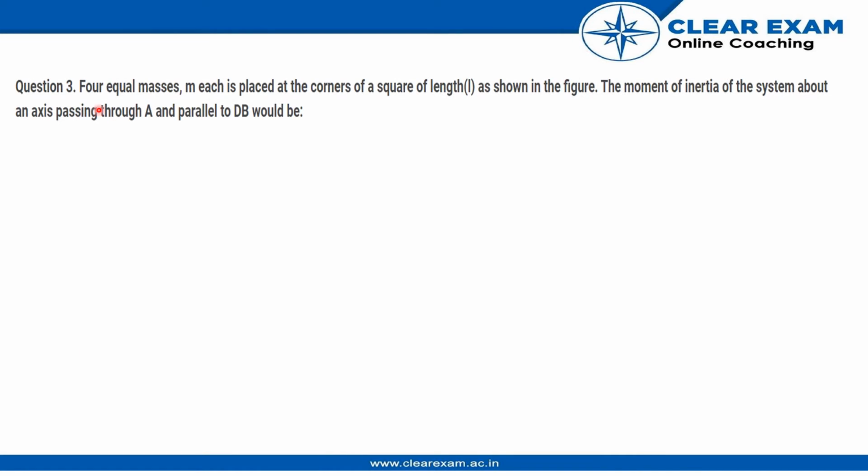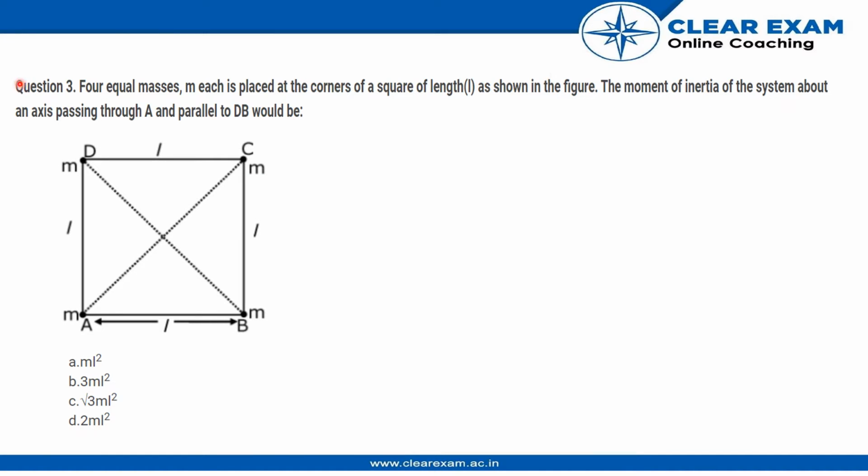The question says four equal masses m each is placed at the corners of a square of length L as shown in the figure. The moment of inertia of the system about an axis passing through A and parallel to DB would be. So let's analyze this question a little bit.